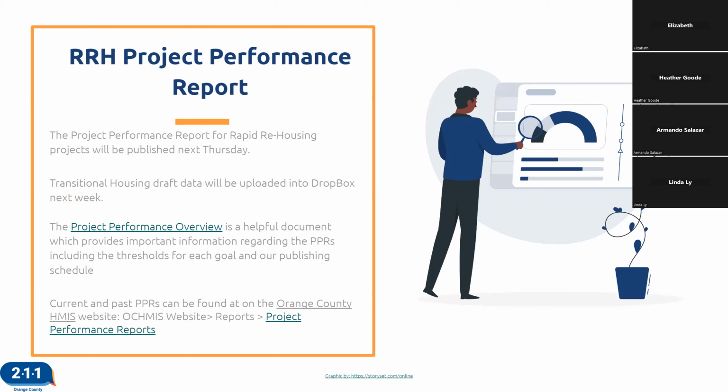The project performance report for rapid rehousing projects will be published next Thursday, and the transitional housing draft will be uploaded in the Dropbox next week. Review the project performance overview, which will give you information regarding the PPRs, including thresholds for each goal and the publishing schedule. You can see current and past PPRs on our website under the reports tab, on the project performance reports link.